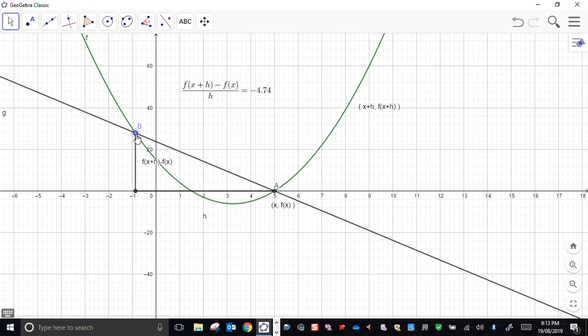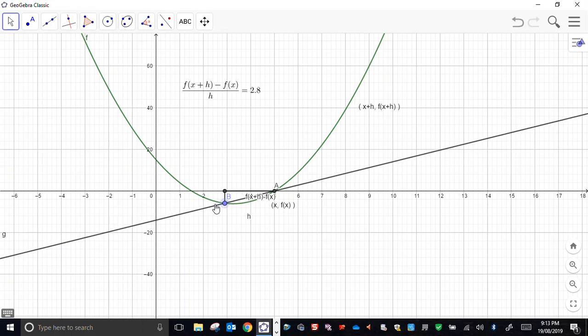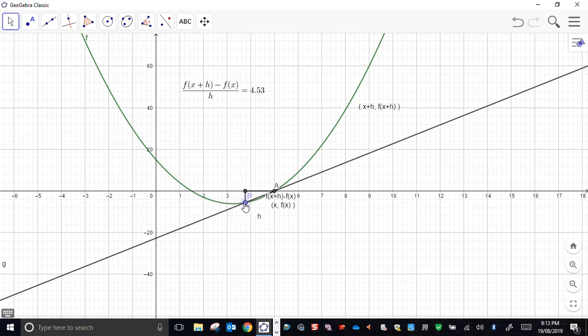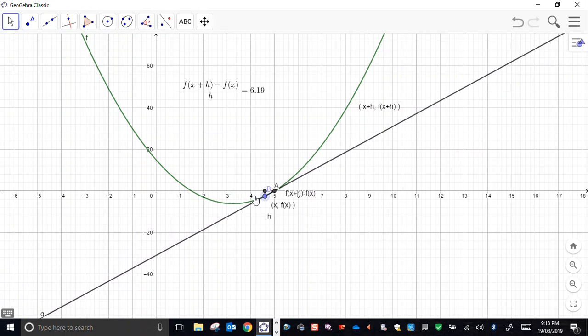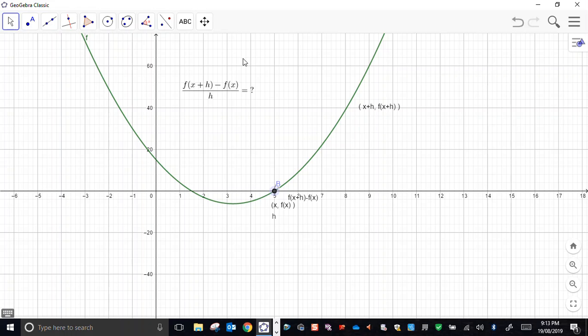What happens if point B starts coming in from the other side? Here's my gradient, about 3.3. The secant is up to 5, 5.7, 6. And again, as I'm getting closer and closer, approaching from the left, I'm getting closer and closer to 7. Of course, I can't actually have the two points on top of each other. I cannot calculate. So this is where we need the mathematical concept of a limit.